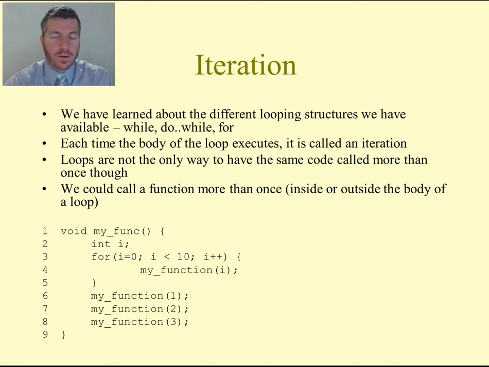So far we have learned about different looping structures such as the while loop, do while loop, and for loop. Each time the body of a loop executes, that is called an iteration. However, loops are not the only way that we have to execute the same code more than once.